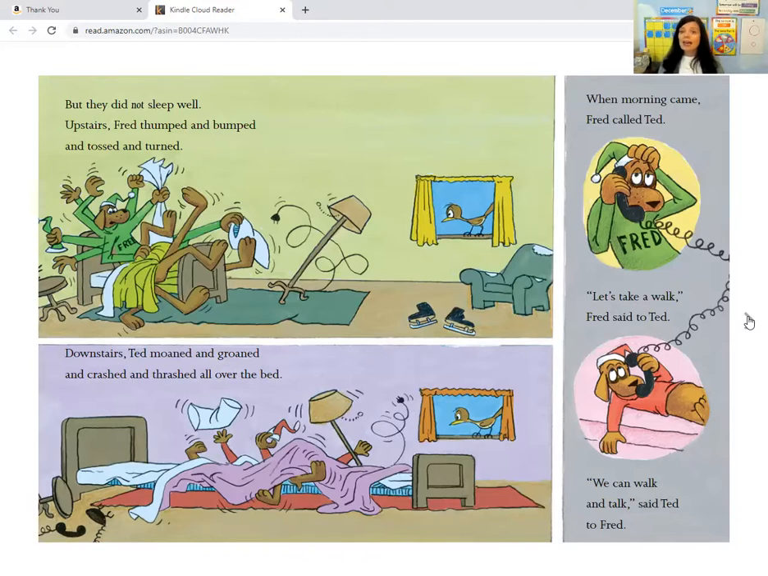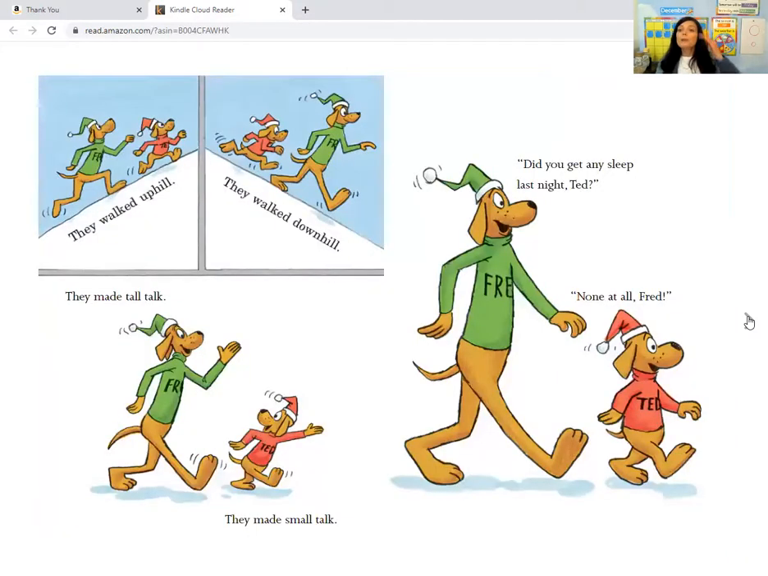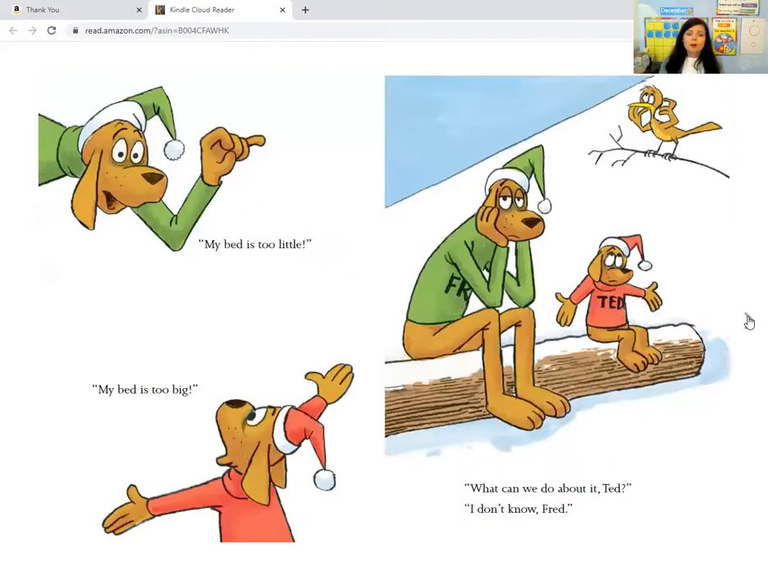When morning came, Fred called Ted. Let's take a walk, Fred said to Ted. We can walk and talk, said Ted to Fred. They walked uphill, they walked downhill. They made tall talk, they made small talk. Did you get any sleep last night, Ted? None at all, Fred. My bed was too little. My bed was too big. What can we do about it, Ted?